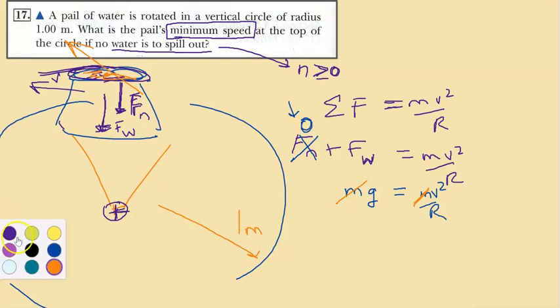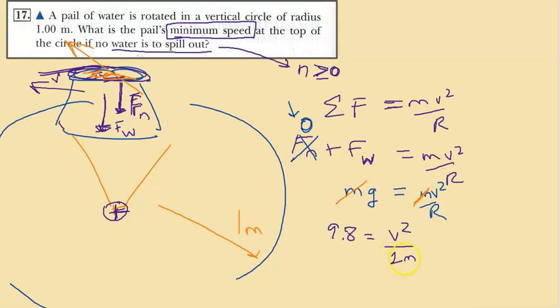Cancels. Okay, we are trying to solve for v, so let's plug in 9.8 for g. v squared, and r is 1, so it just means v squared is 9.8. So v is the square root of 9.8, or 3.13 meters per second.